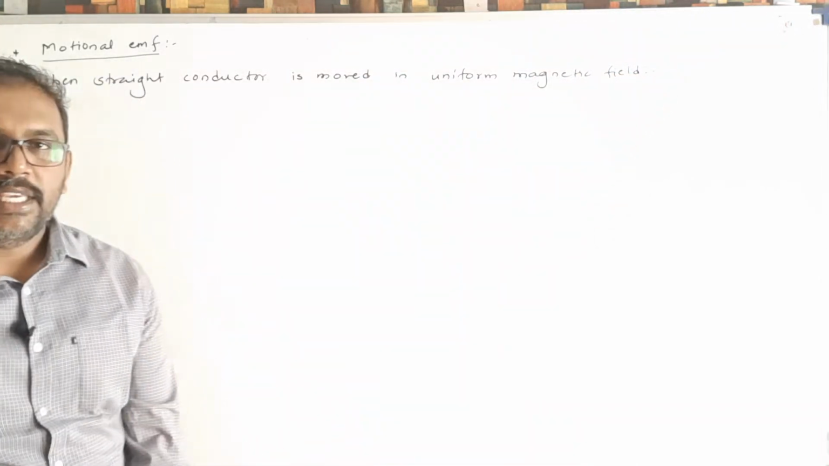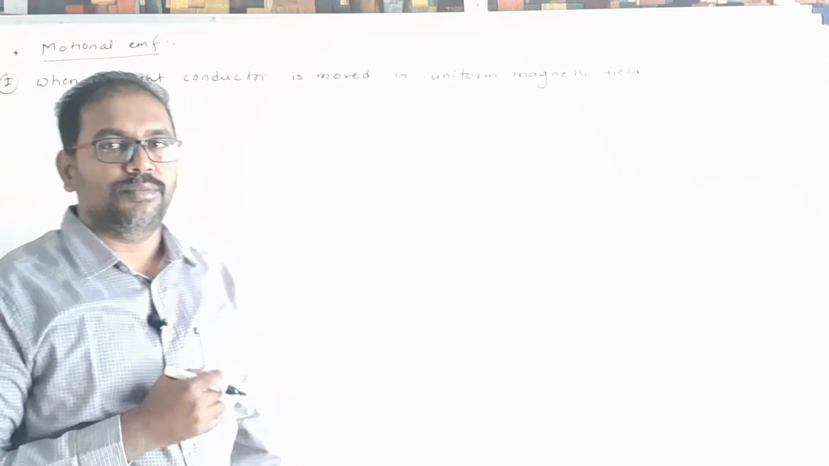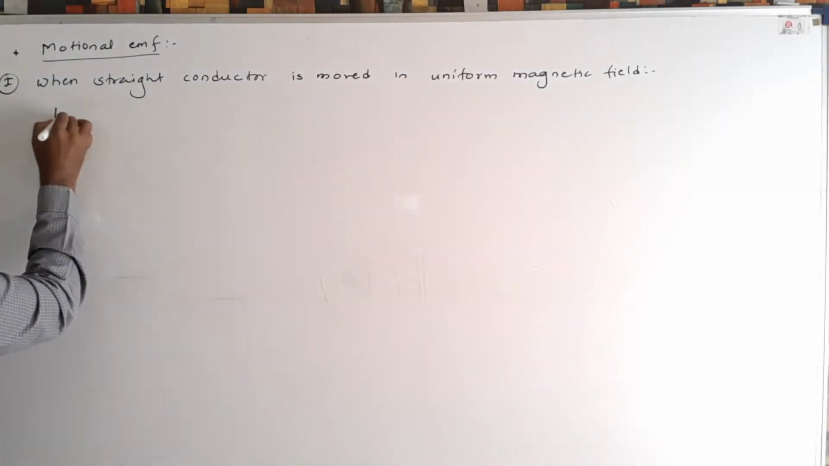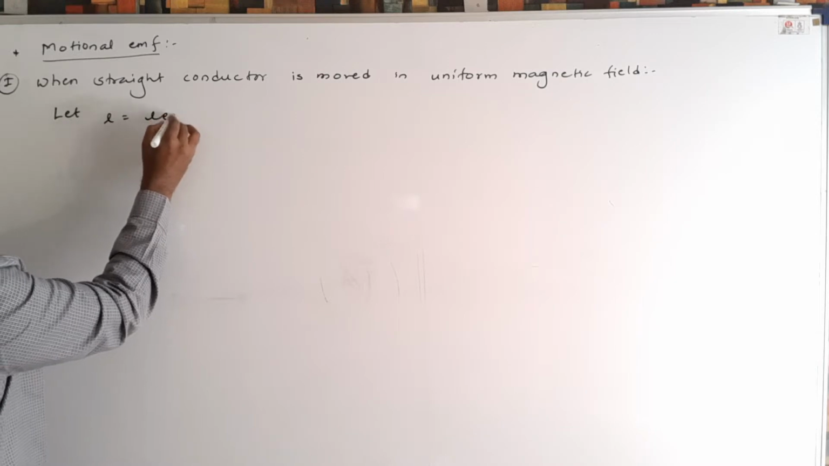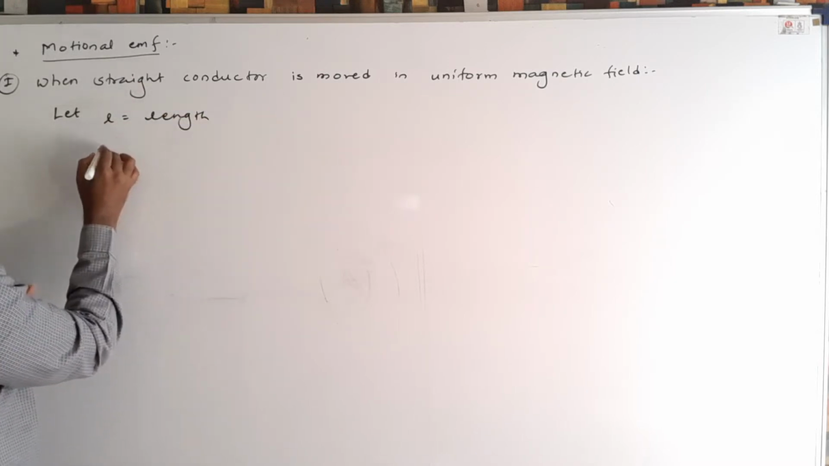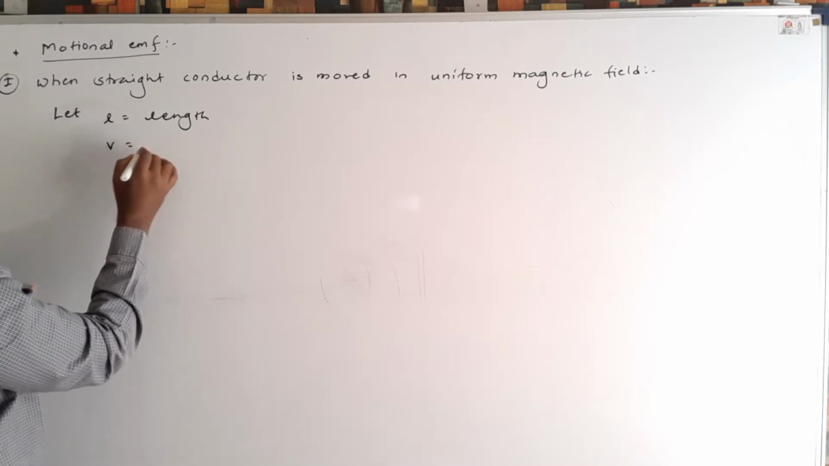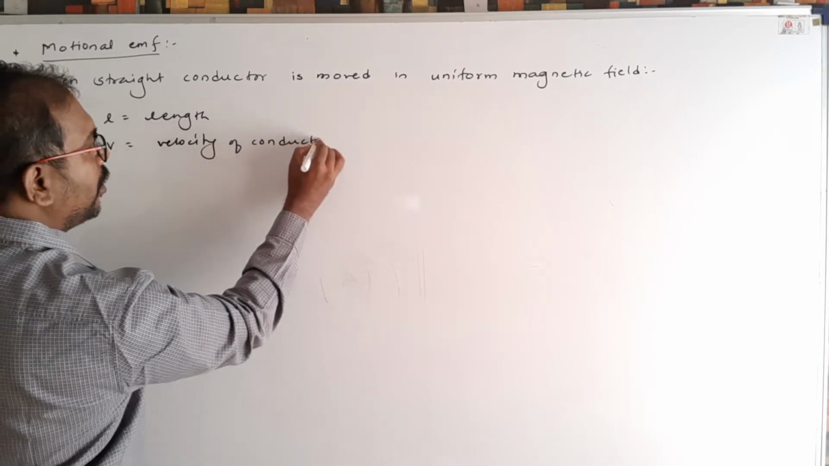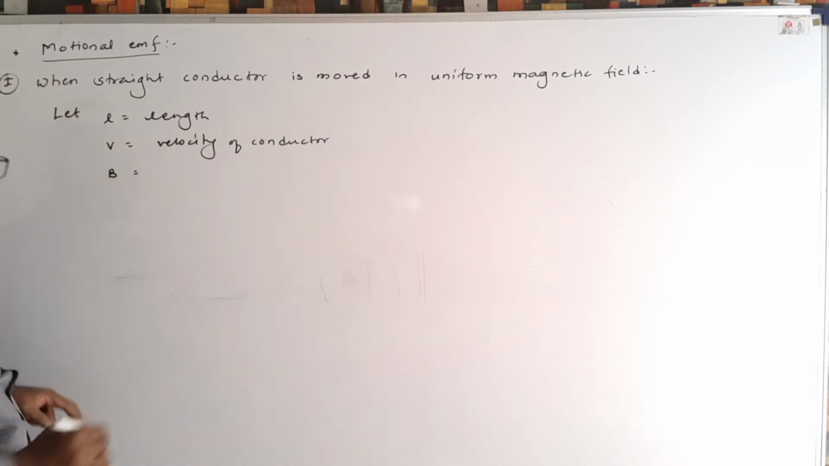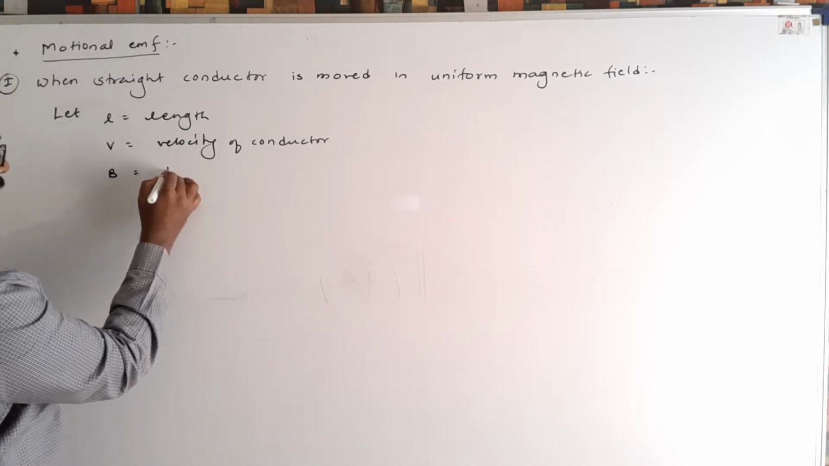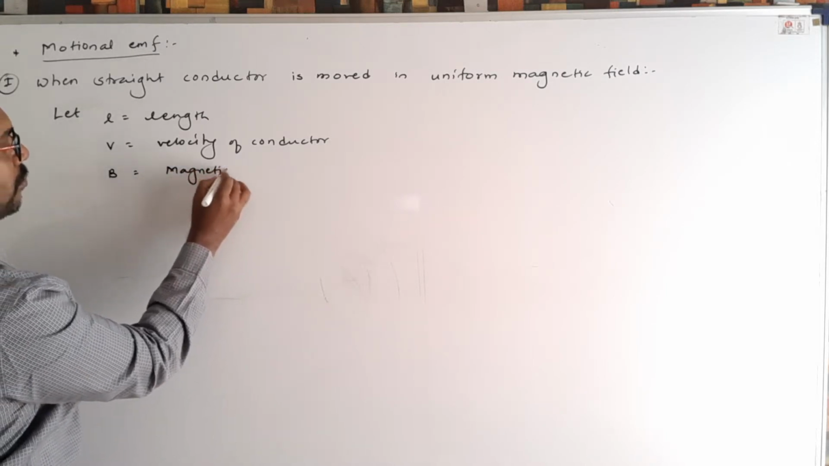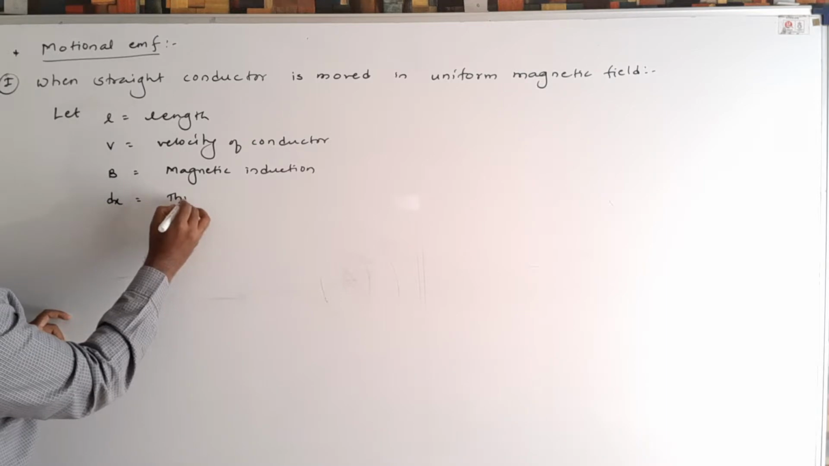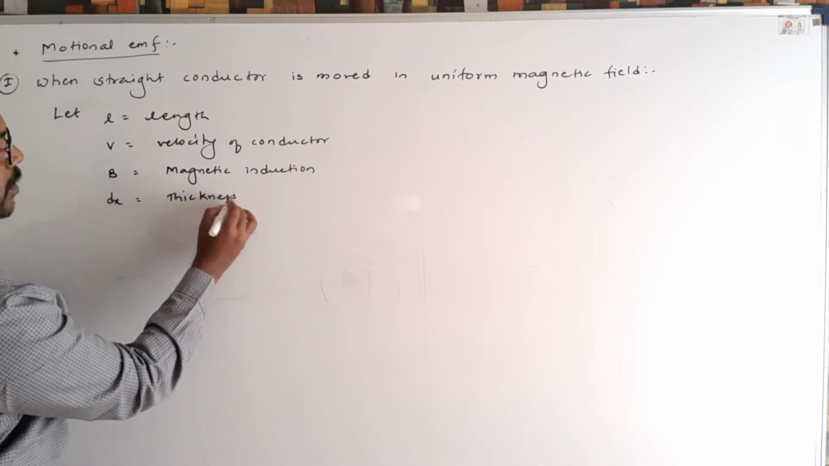Now in this case, how much is the EMF induced in that conductor that we have to obtain? When a straight conductor is moved in a uniform magnetic field, let me consider a straight conductor of length L moved in a uniform magnetic field with velocity v. This is the velocity of the conductor, and the magnetic field strength, the magnetic induction, is B. Let me consider dx as the thickness of the conductor.